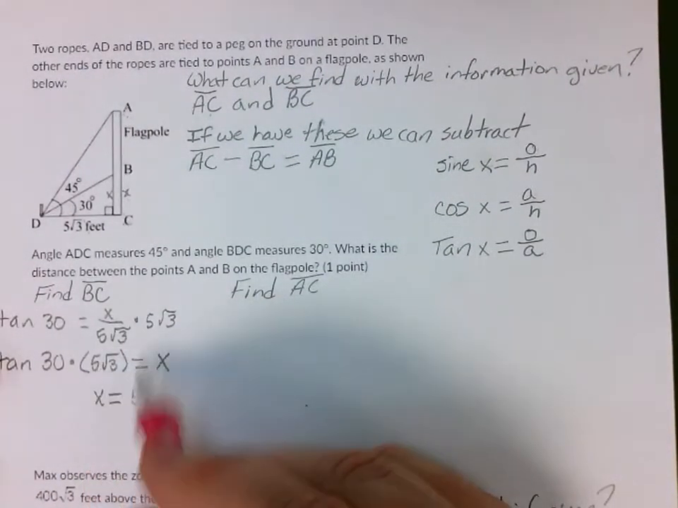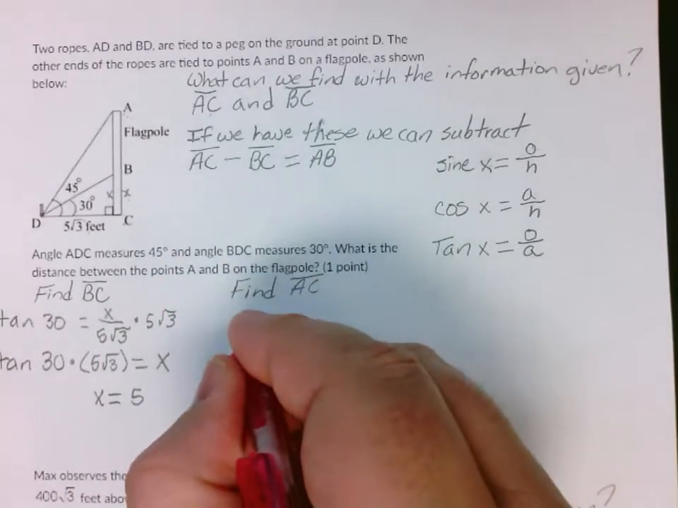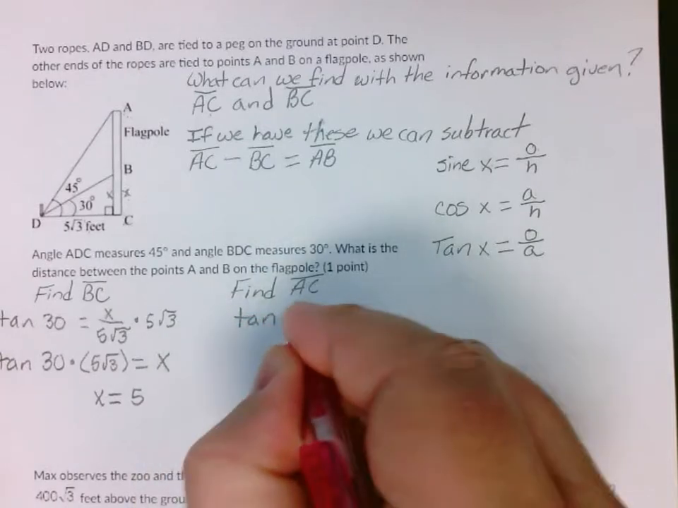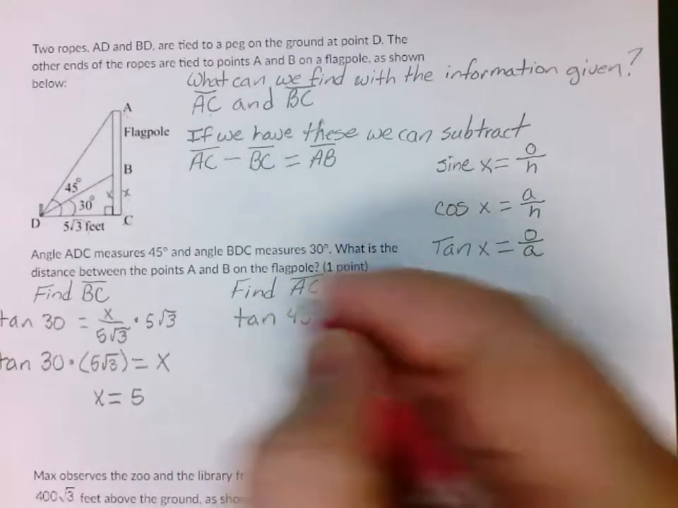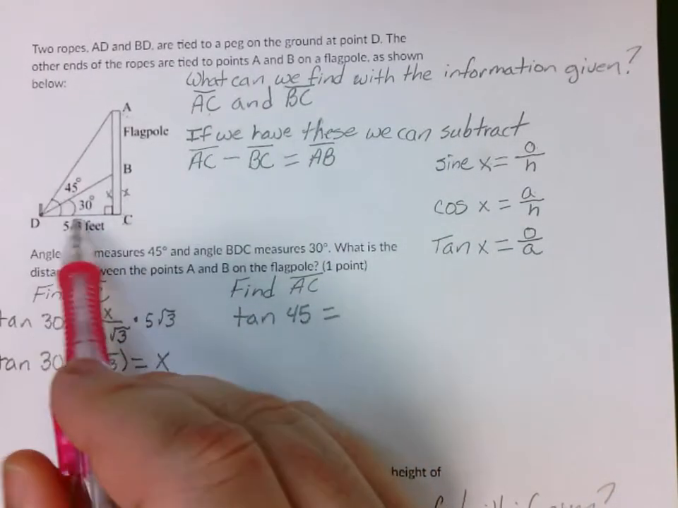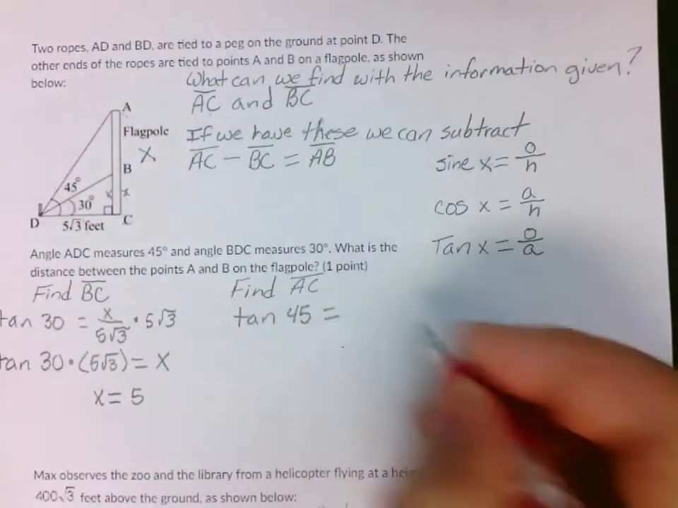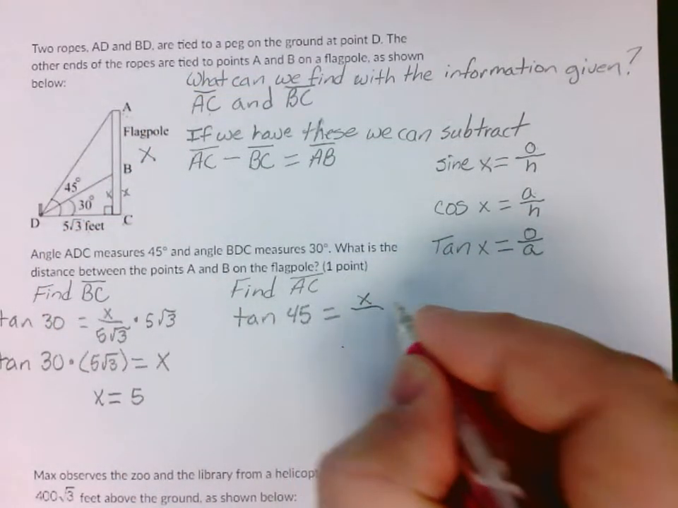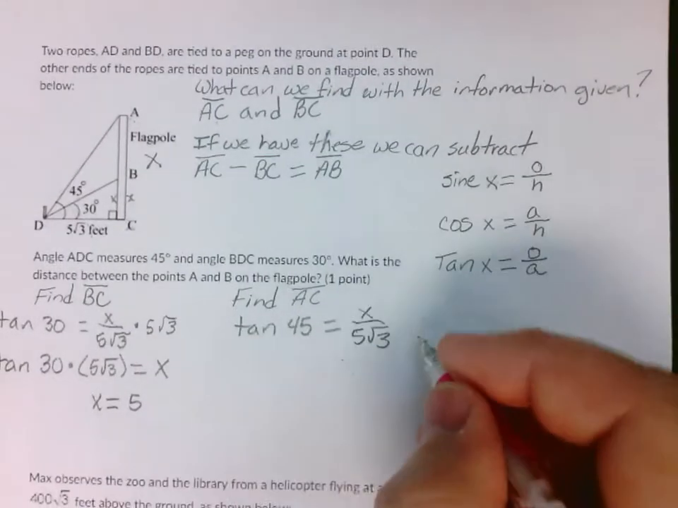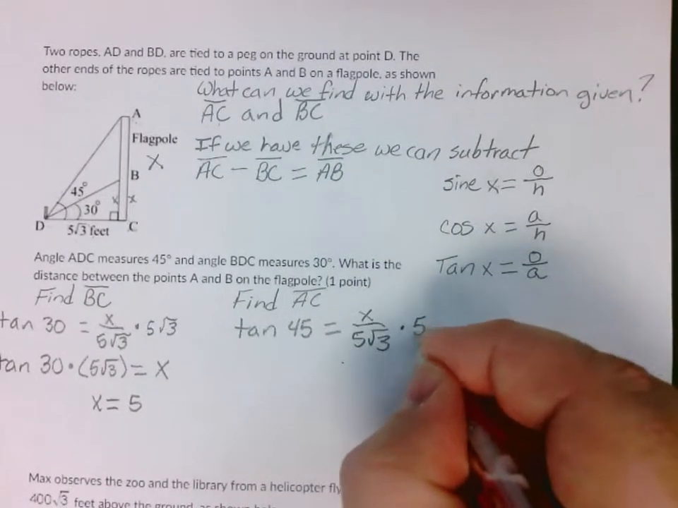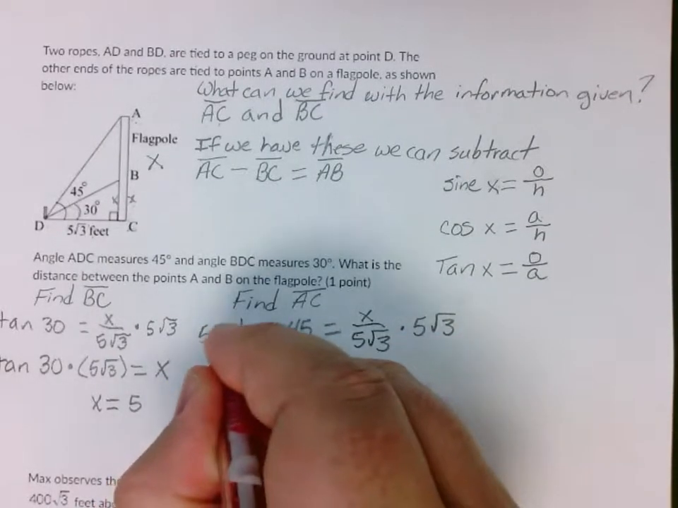So we're going to do the exact same thing, but we're going to use 45 degrees. So now we're going to go tangent of 45 equals, okay, so now it's this big triangle, so you're going to go opposite. We don't know this opposite, so we're going to go x over 5 square root of 3. So we do the exact same thing. Multiply by 5 square root of 3. Multiply this by 5 square root of 3.